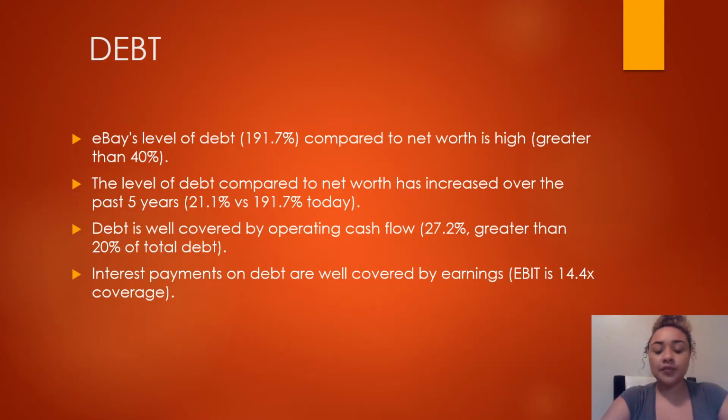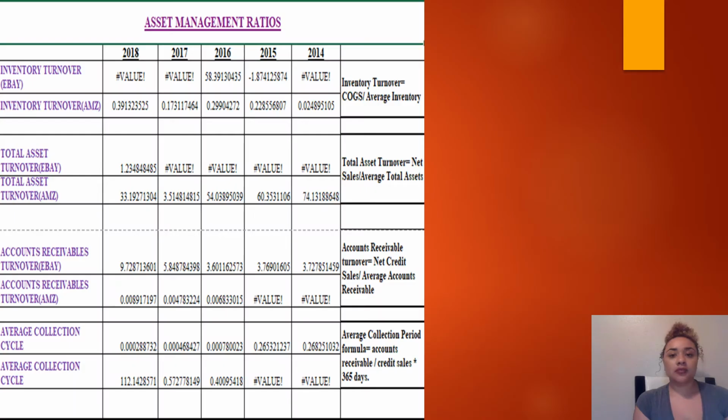eBay's level of debt compared to net worth is high. The level of debt compared to net worth has increased over the past 5 years. Debt is well covered by operating cash flow, and interest payments on debt are well covered by the earnings for eBay. Next, we will be covering the asset management ratios.